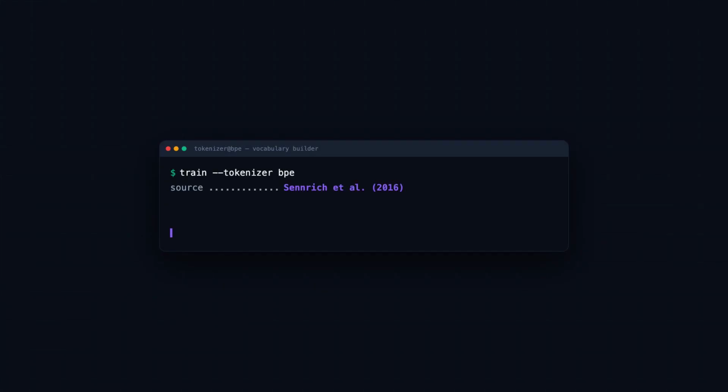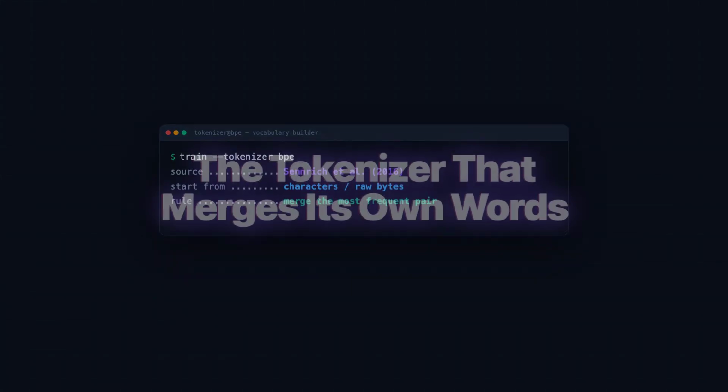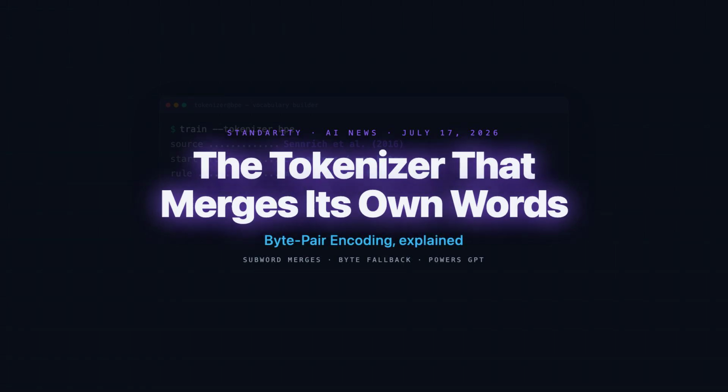Before a language model ever sees your text, something has to chop it into pieces, and that choice is a lot trickier than it sounds. Give the model whole words and it chokes the very first time it meets a word it never saw during training. Give it single characters and every sentence balloons into a huge, slow sequence that wastes compute.